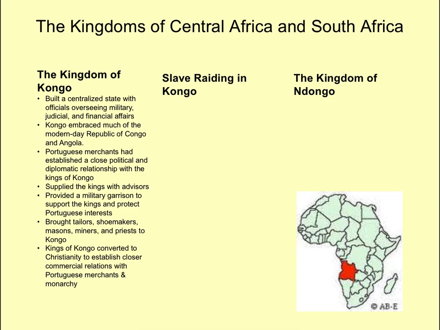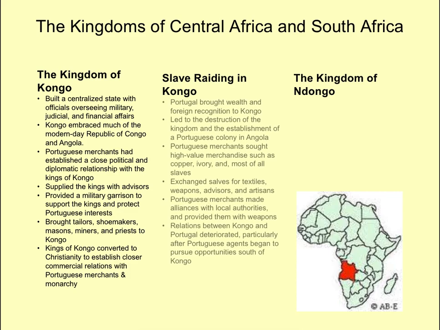So they brought tailors, shoemakers, masons, miners, and priests to the Congo. And in order to really solidify this alliance, this relationship that the Congolese had with the Portuguese, they converted to Christianity at that time, just to show true faith, true solidarity, and loyalty.